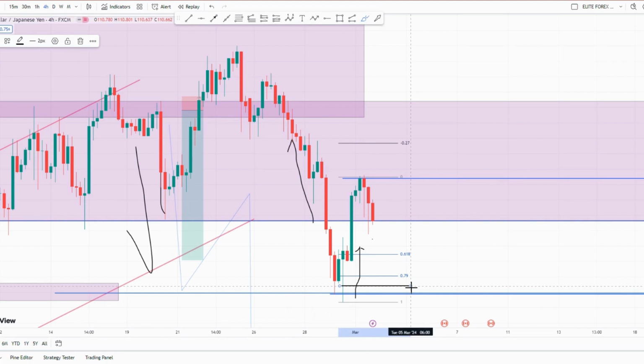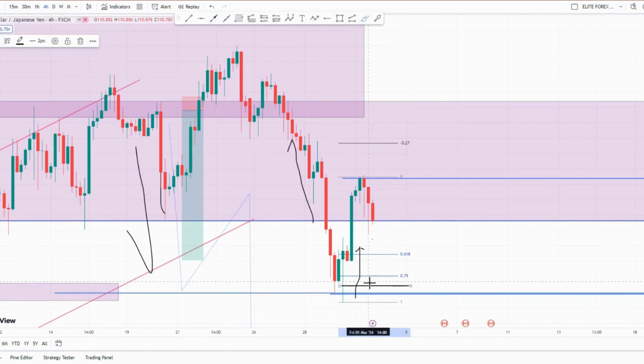If you don't know much about lot size calculation and everything, do well to watch my video on lot size calculation strategy. Understand? So this is where I'll put my stop loss, 20 pips below 0.79.